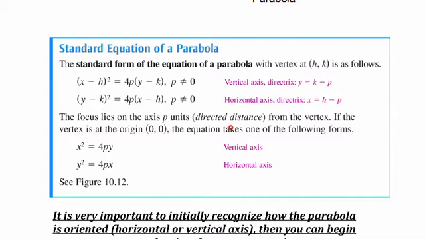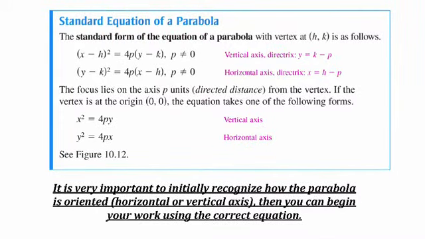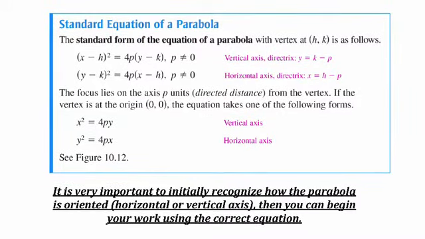Now, this p value, I've used it a couple times already. The focus lies on the axis p units, a directed distance, from the vertex. So it's the distance from the vertex to the focus. The distance from the vertex to the focus. Let me underline that. That's what I was trying to do there. So it could be positive and it could be negative.